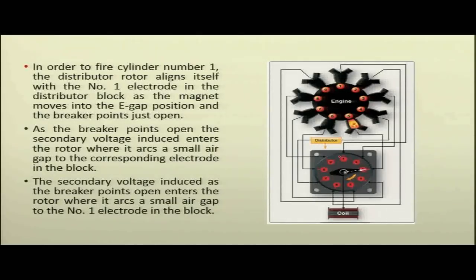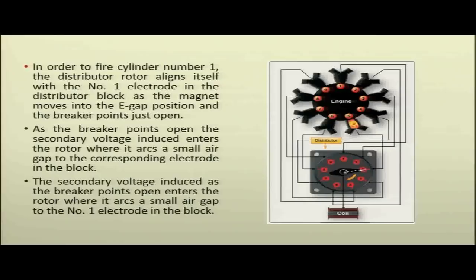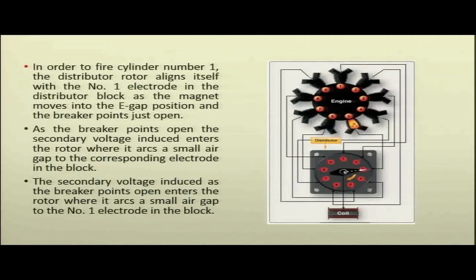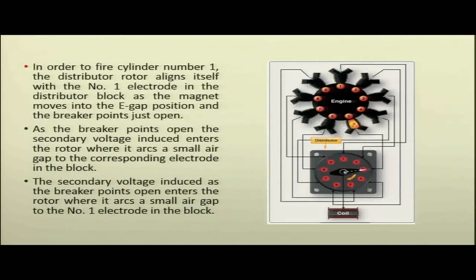The rotor aligns with the number 1 electrode in the distributor block as the magnet moves into the E gap position and the breaker points just open. As the breaker points open, the secondary voltage induced enters the rotor, where it arcs a small air gap to the corresponding electrode, the number 1 electrode, in the block.